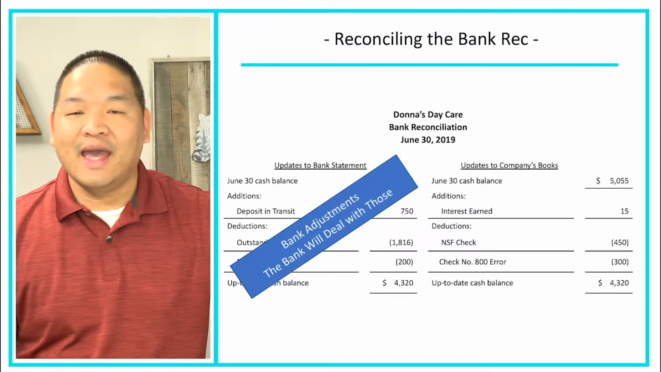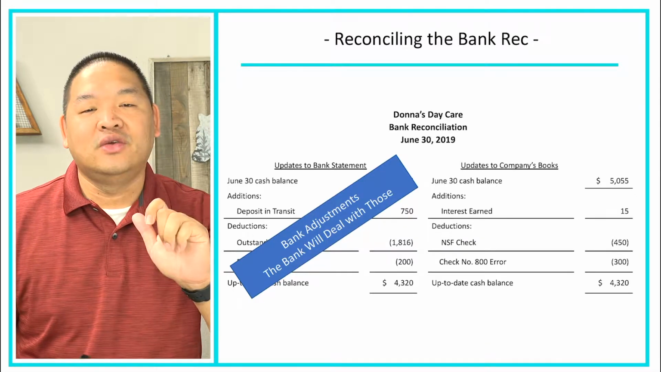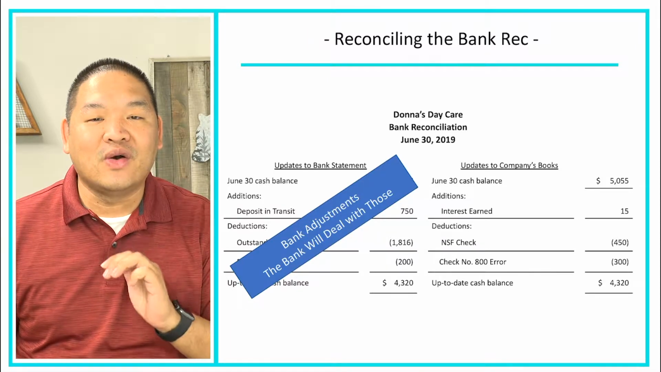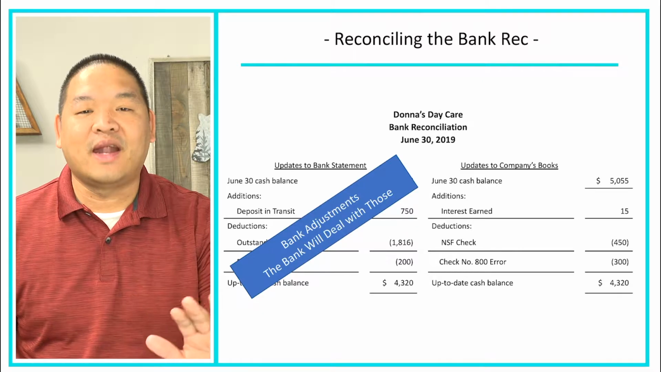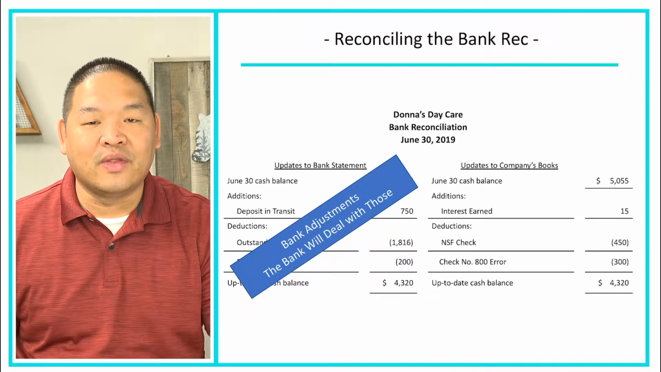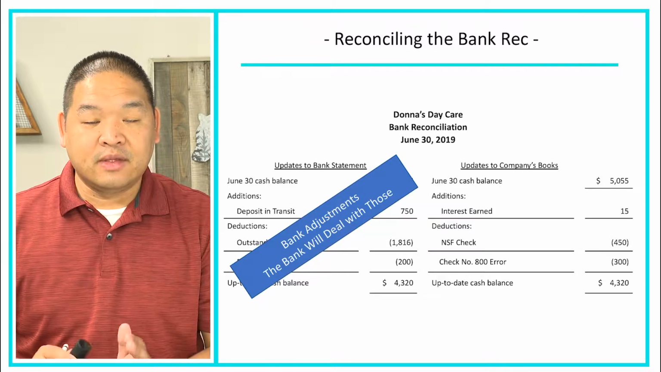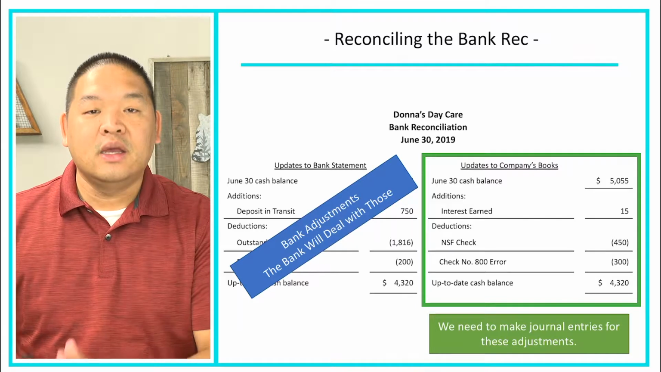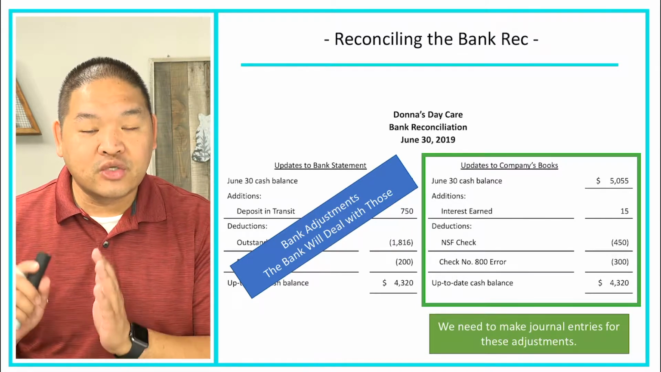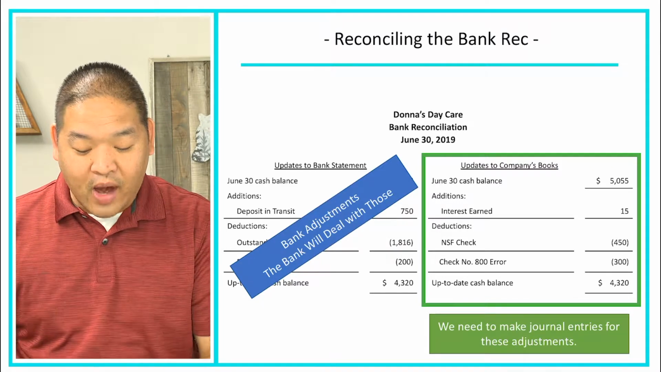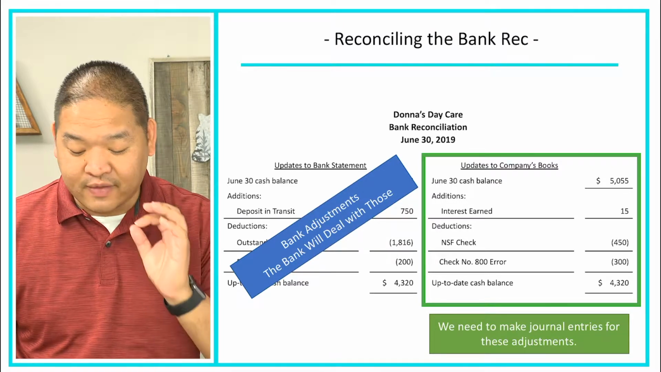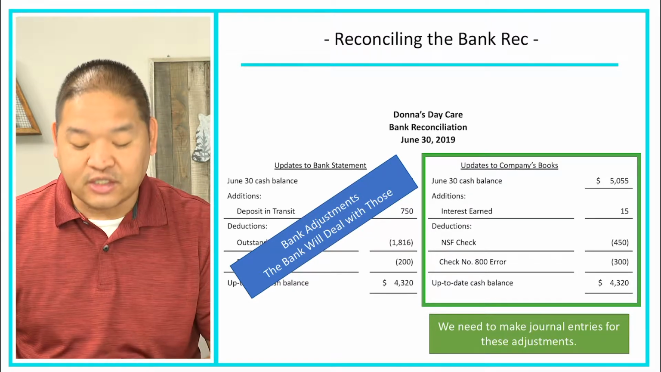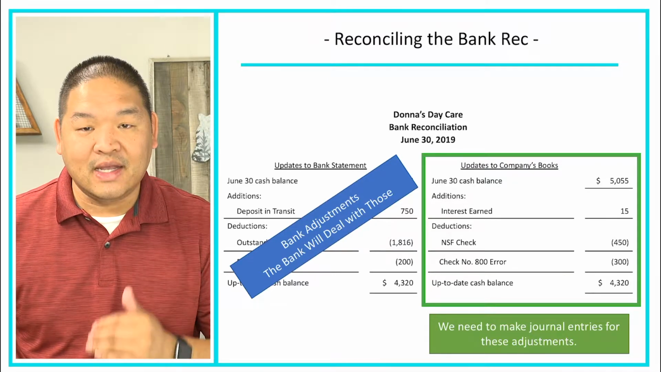Now, we don't need to call them and say, hey, you're missing like $200, or you reported $6,200 in deposits and we really only deposited $6,000. We don't need to do that. The bank will figure it out. They've got good technology in place to deal with that. What we are concerned with in reconciling the bank reconciliation is our balance, okay? So all of the adjustments that we made in the bank reconciliation are what we're going to have to do journal entries for. On the right-hand side, you see that we have interest earned, a non-sufficient funds check, and a check error, and those are the adjustments that we need to make. So we're going to take you step by step on making those adjustments.